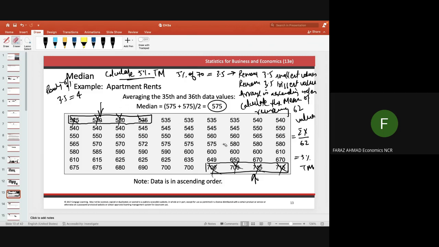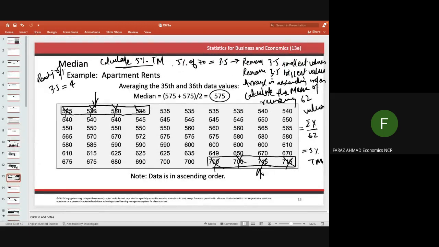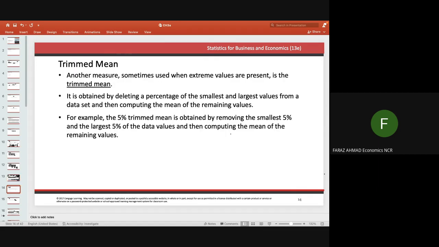Had it been 10%, you would have removed seven values from the smallest and seven from the largest values. So the smallest 7 values and the biggest 7 values would have been removed for a 10% trimmed mean. Then the remaining values are 70 minus 14 gone, so 56. So the sum of the remaining x's divided by 56 would give you a 10% trimmed mean. Right? So that's trimmed mean.